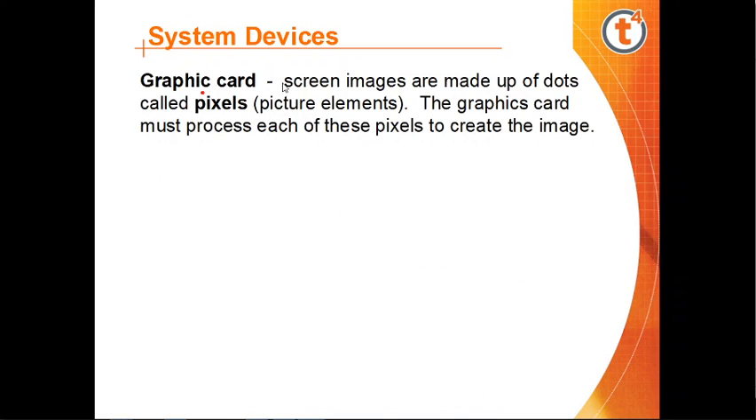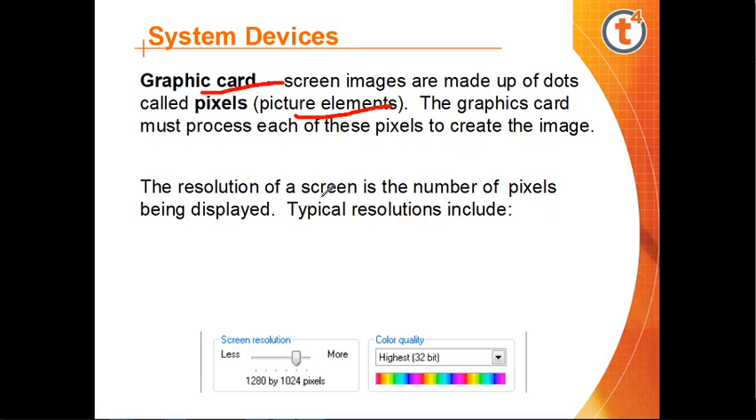On the graphics card, screen images are made up of dots called pixels, also called picture elements, and the graphics card must process each of these pixels to create the image. Any image you see on the screen is created by pixels. The resolution of a screen is the number of pixels being displayed.